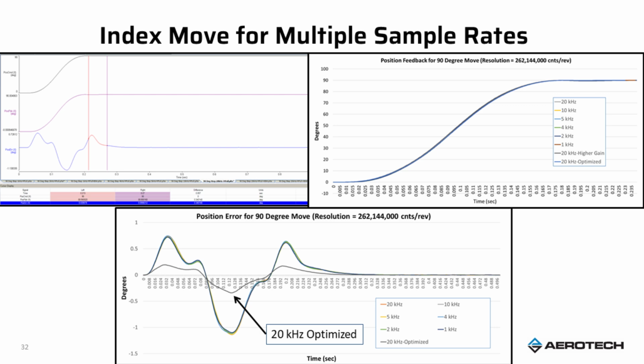Now, I did all of this at the highest resolution possible on the controller I was using, 262,144,000 counts per revolution, so a very high resolution system. I didn't want the resolution to get in the way of the results of looking at the sample time.